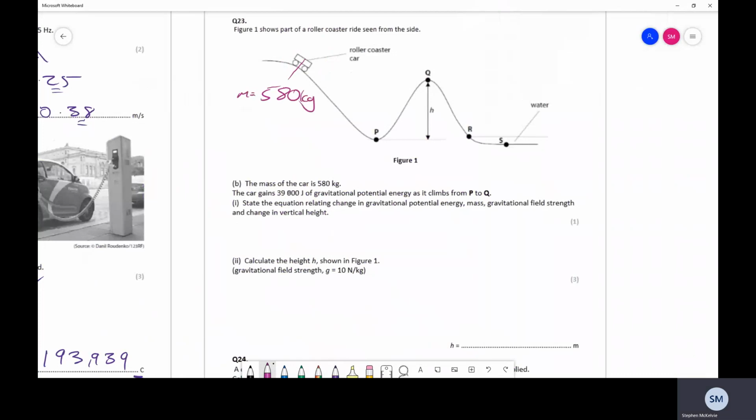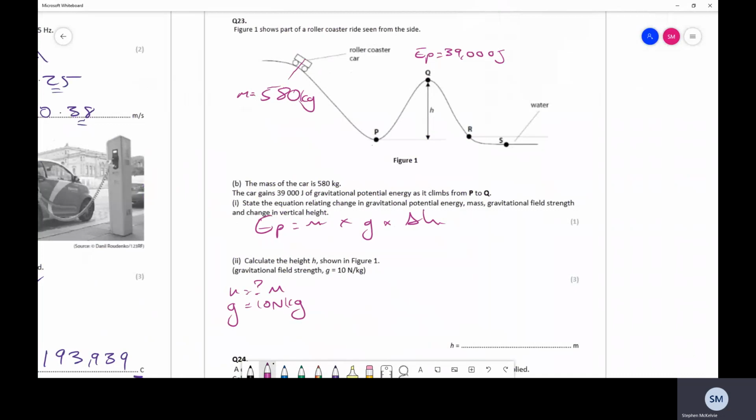The car gains 39,000 joules of gravitational potential energy as it climbs from P to Q. So here my potential energy will equal 39,000 joules. State the equation relating changing gravitational potential energy, mass, gravitational field strength, and change of vertical height. Oh my word. Let us hope for a question just like that in our GCSEs. Calculate the height. I'm trying to find height in meters as shown in figure 1. They're giving me gravity is equal to 10 newtons per kilogram.